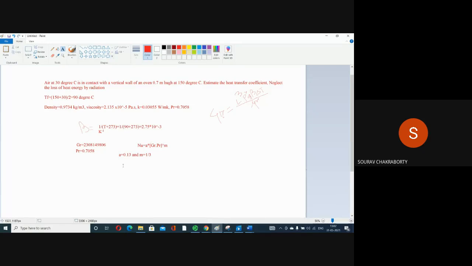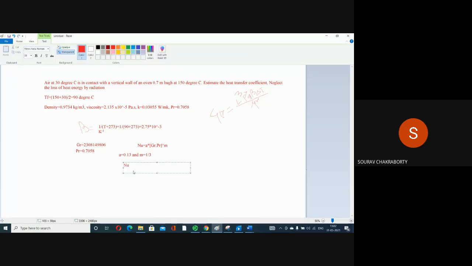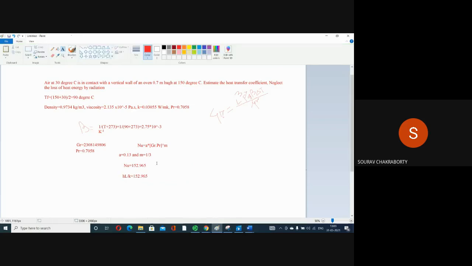Once we have these values, we can put them in this equation. After putting them, we get the Nusselt number equal to 152.965. As this is a dimensionless number, there will be no unit. Then we can write hL by k, because here the characteristic dimension is the height of the vertical wall, equal to 152.965.